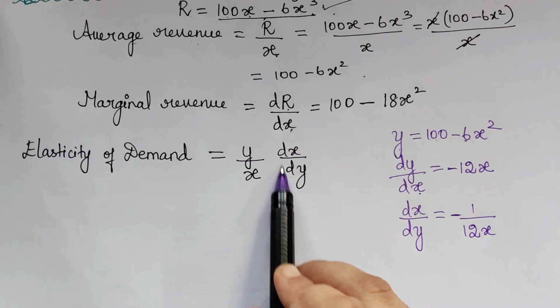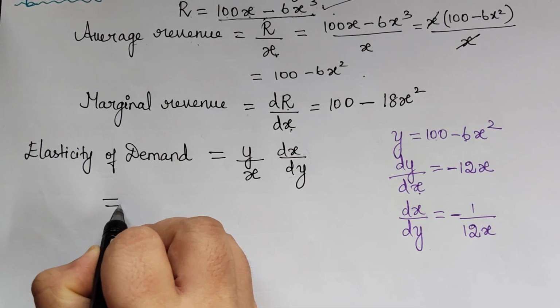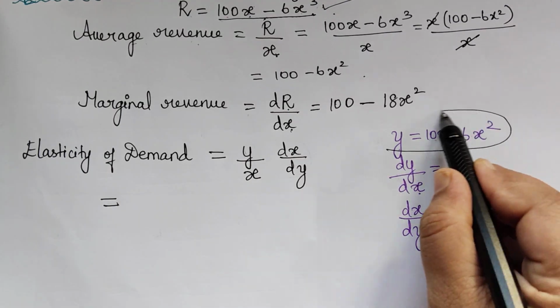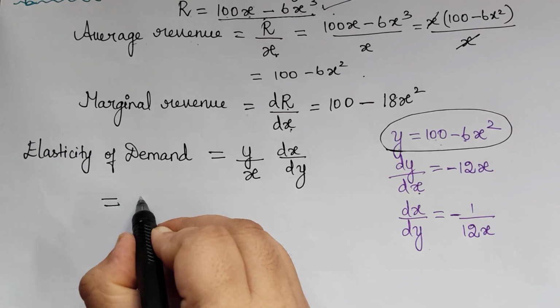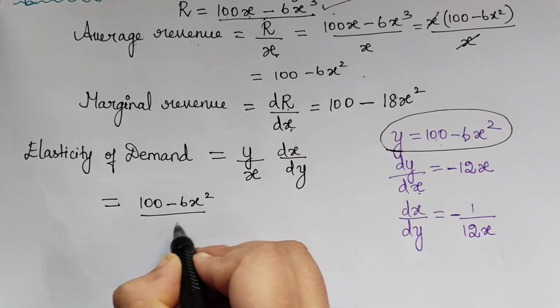Now let us substitute that over here. So the elasticity of demand will be equal to, and y is, we have y here, so y can be replaced by this. So it becomes 100 minus 6x square divided by x.